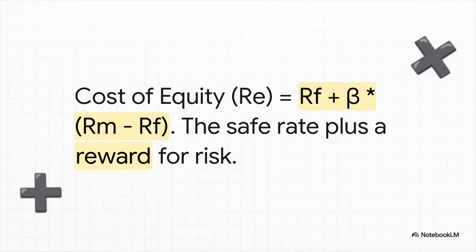And here is how we put all those pieces together. The cost of equity is just the risk-free rate plus the stock's beta multiplied by the market risk premium. So think about it like this. You start with the safe return, and then you add a personalized risk-reward based on that specific stock's market vibe. That's CAPM in a nutshell.